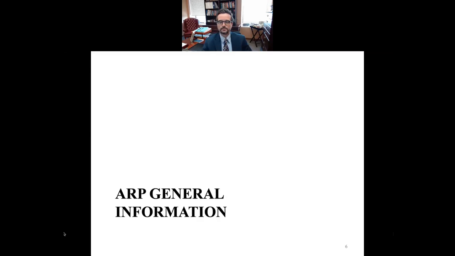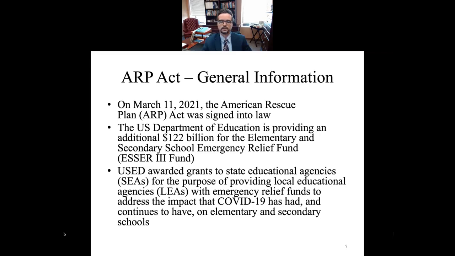So let's kick off with some general information about the American Rescue Plan Act. Back in March, on March 11th, the American Rescue Plan, or ARP, Act was signed into law. And through this act, the U.S. Department of Education is providing an additional $122 billion for the Elementary and Secondary Schools Emergency Relief Fund, or ESSER 3. As you all know, last March in 2020, Congress passed the CARES Act, which provided about $216 million in emergency relief in what was then called ESSER.